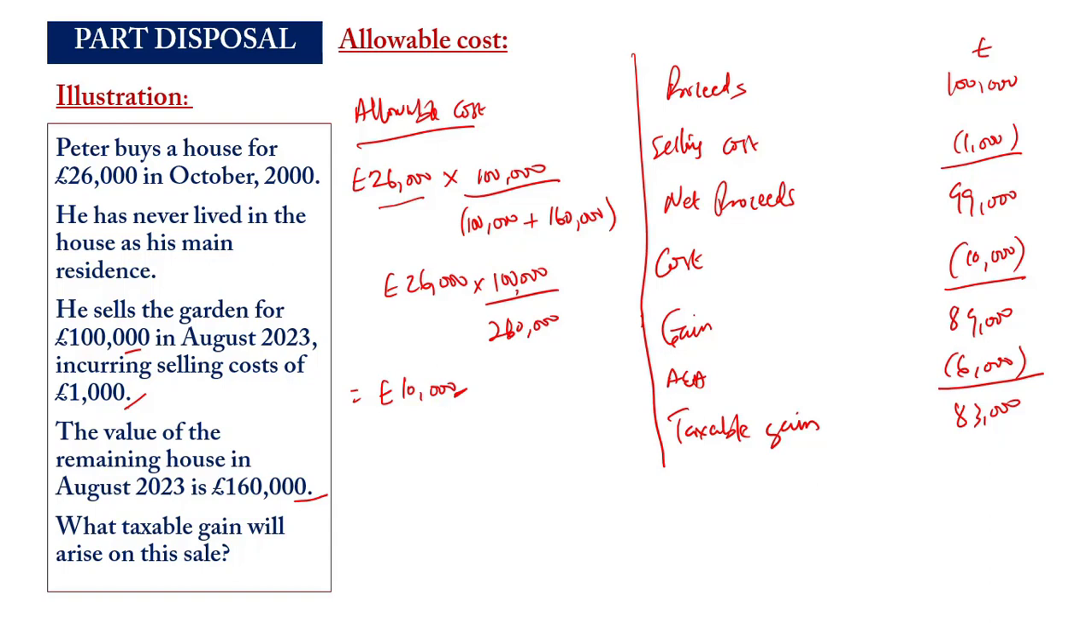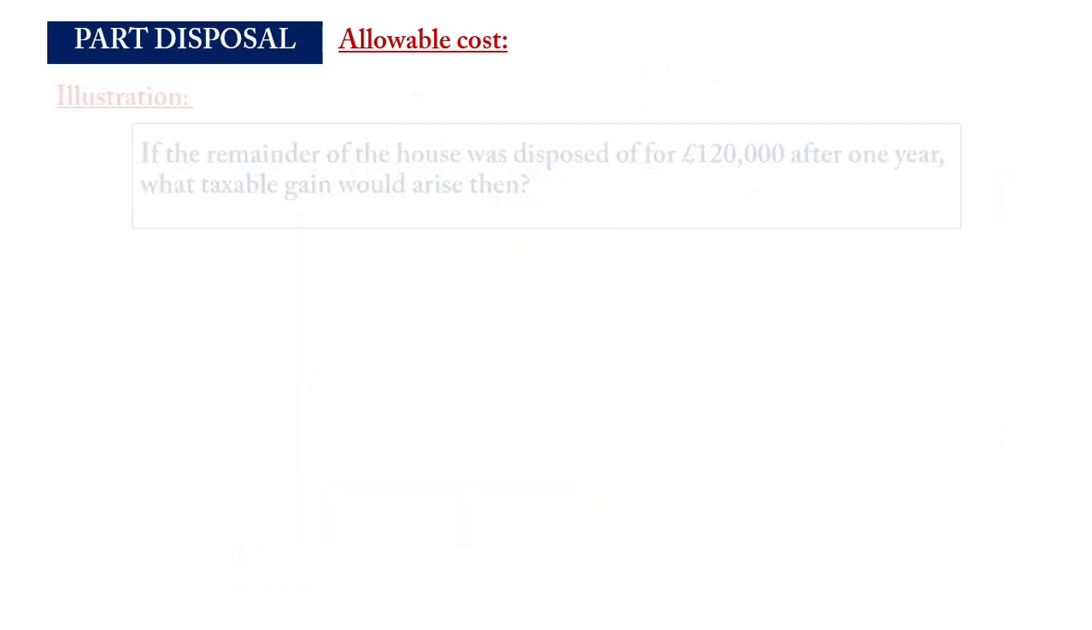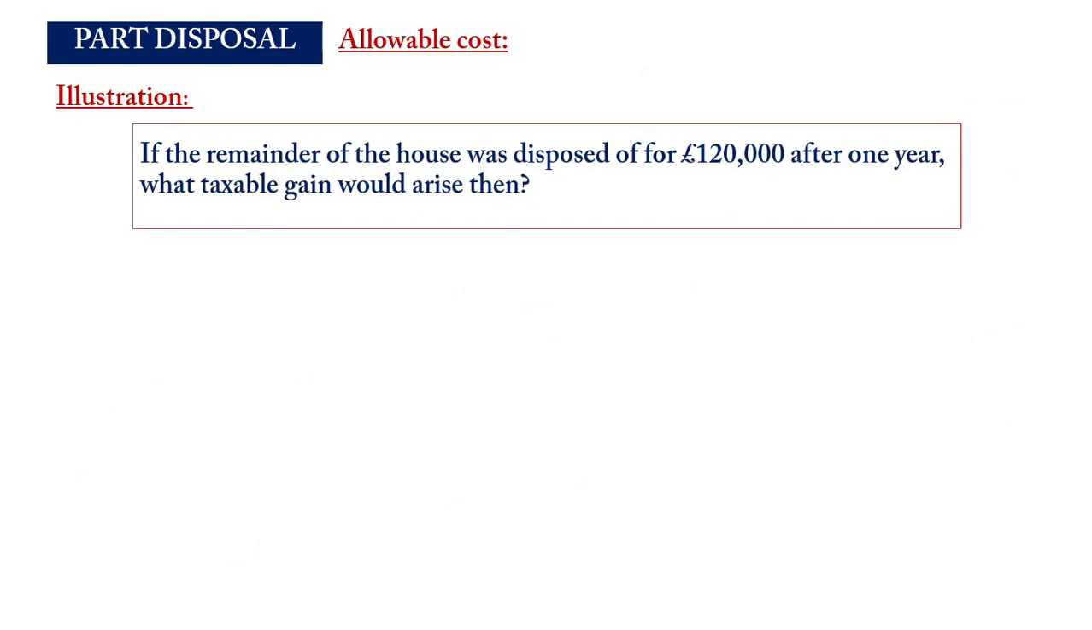So if out of this £26,000, £10,000 of it serves as the cost of the garden, it means that £16,000, which is the £26,000 less the £10,000, will be the cost of the building which is not sold. So whenever the building is sold off, it will be the proceeds less this £16,000, and then you determine the gain. So in this question, if the remainder of the house was disposed of for £120,000 after 1 year, you're supposed to calculate the taxable gain that will arise.